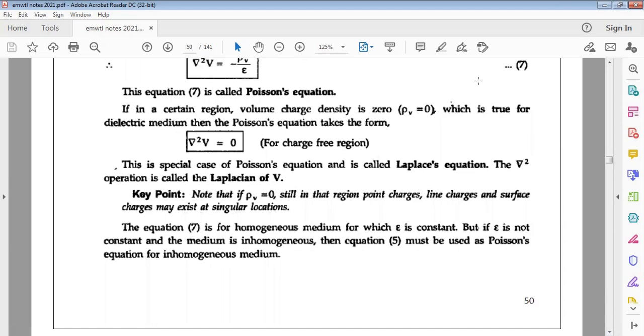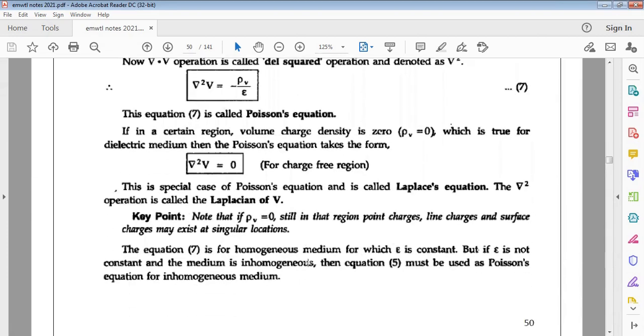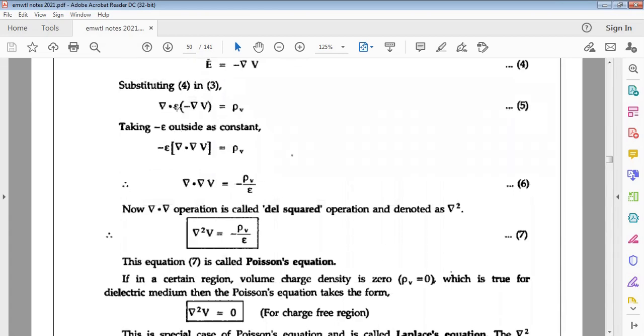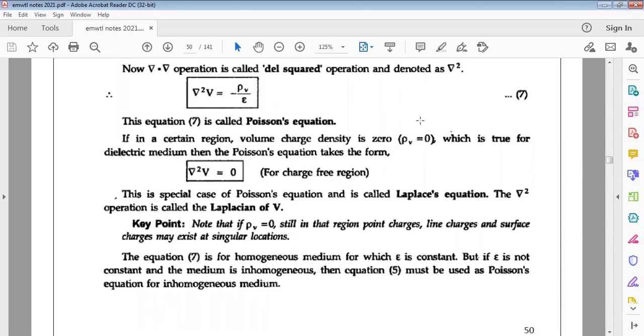This equation holds for a homogeneous medium, for which epsilon is a constant. But if epsilon is not constant and the medium is non-homogeneous or inhomogeneous, the equation must be used as the Poisson equation for a non-homogeneous medium. This is equation 5: del dot epsilon of minus del V is equal to rho v.